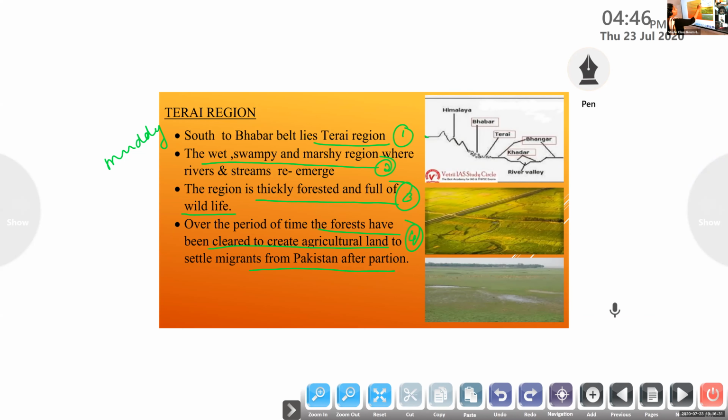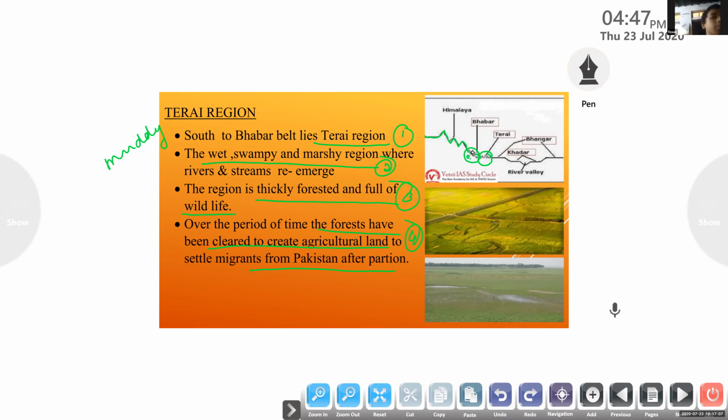See, these are the mountain ranges. First one, Greater Himalaya. Second one, Himachal or Lesser Himalaya. Third one, Shivalik range. At the foothills, we have Babar belt. Then south to Babar belt, we have Tarai region. It's full of pebbles. Tarai region is full of forest and wildlife, but over time, large areas of forest have been cleared to expand agriculture and to accommodate people from Pakistan. Clear? It's a muddy land.